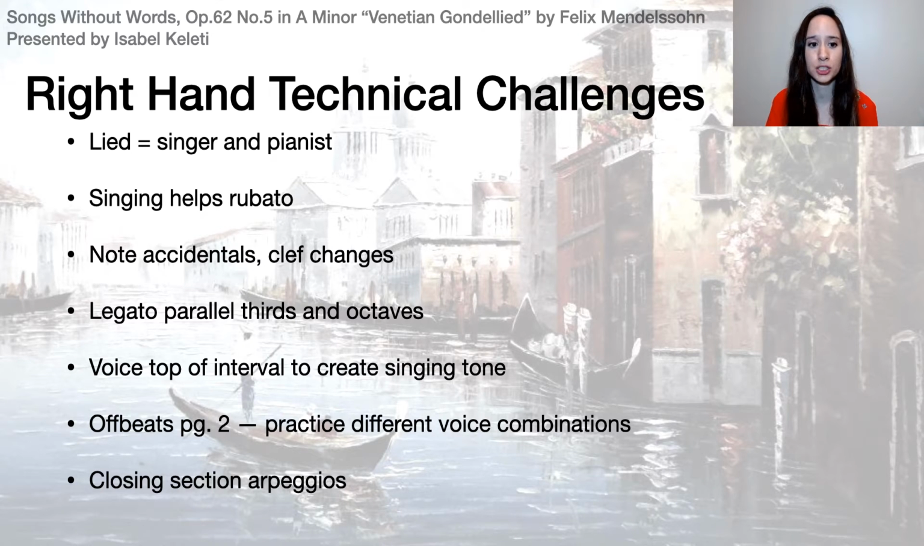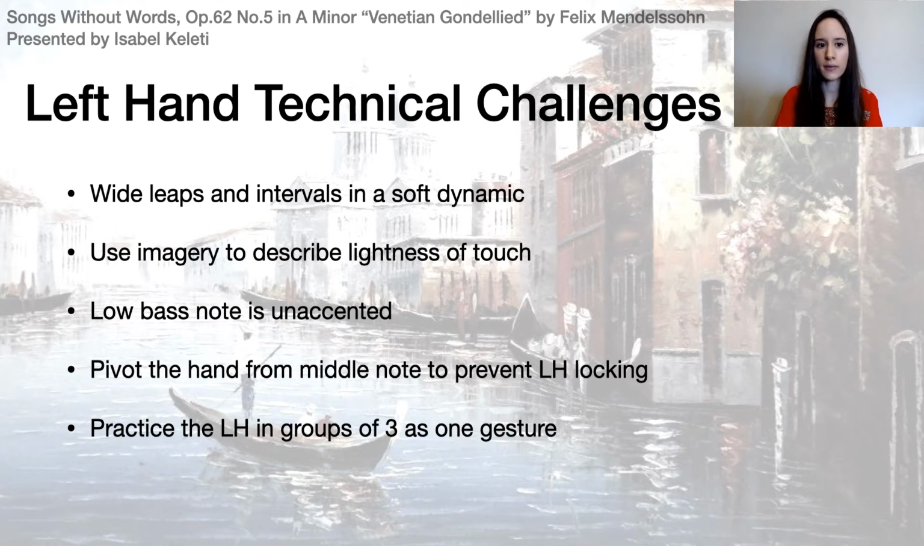The closing section is a stream of decorated A major arpeggios, which should be thought of in chord formations rather than as individual notes. It's important to be aware of where the arpeggios are going, in this case the high E, and to know that the bell sounds in the left hand guide the tempo and direction of the right hand arpeggios. For the left hand, the main technical challenge is the wide leaps and intervals in a soft dynamic.